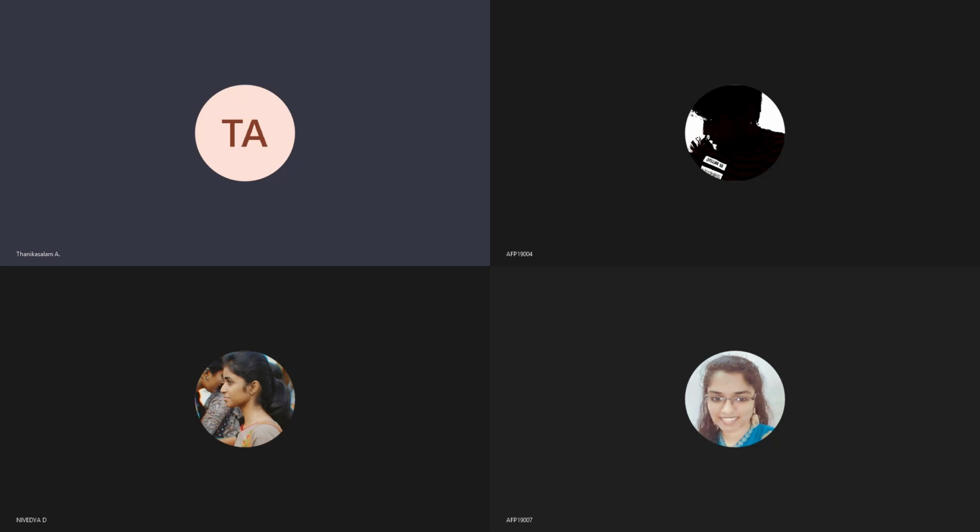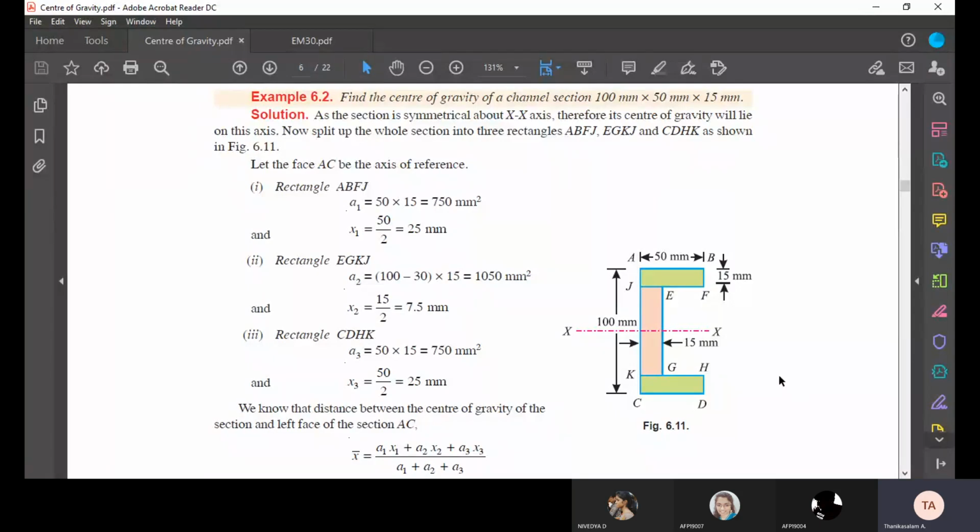Students, see the diagram. What is A1? I have already divided, no? Okay, A1. How they have taken the upper section. What is A1? 15 into B1 into H1. 50 mm into 15 mm. Okay. What is X1? B by 2. Why B by 2? Is it touching directly?